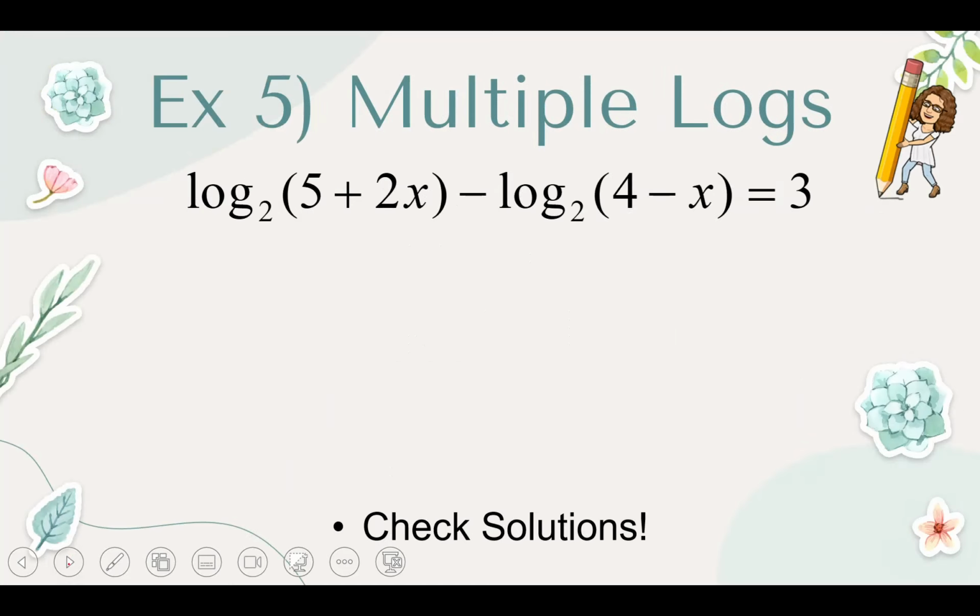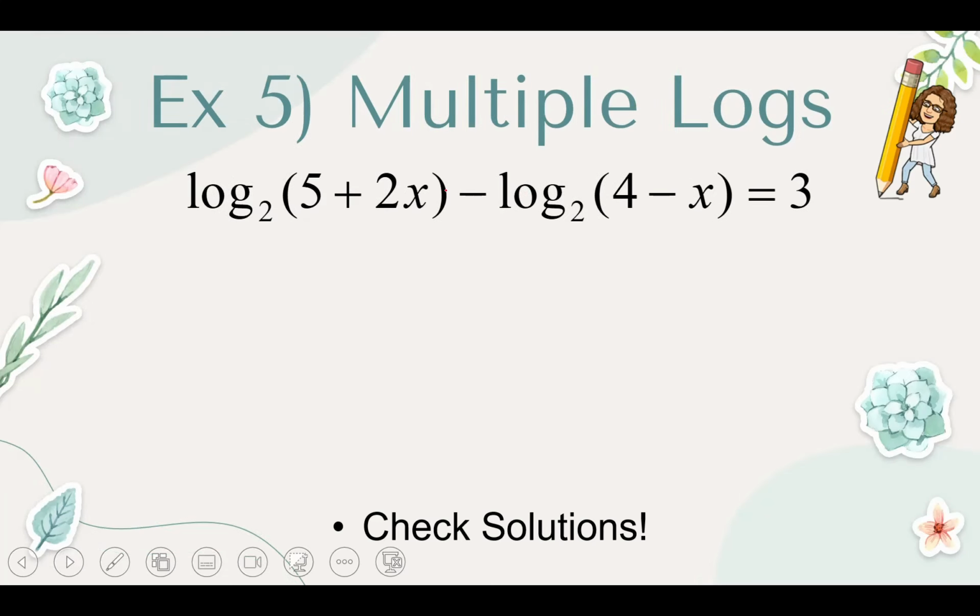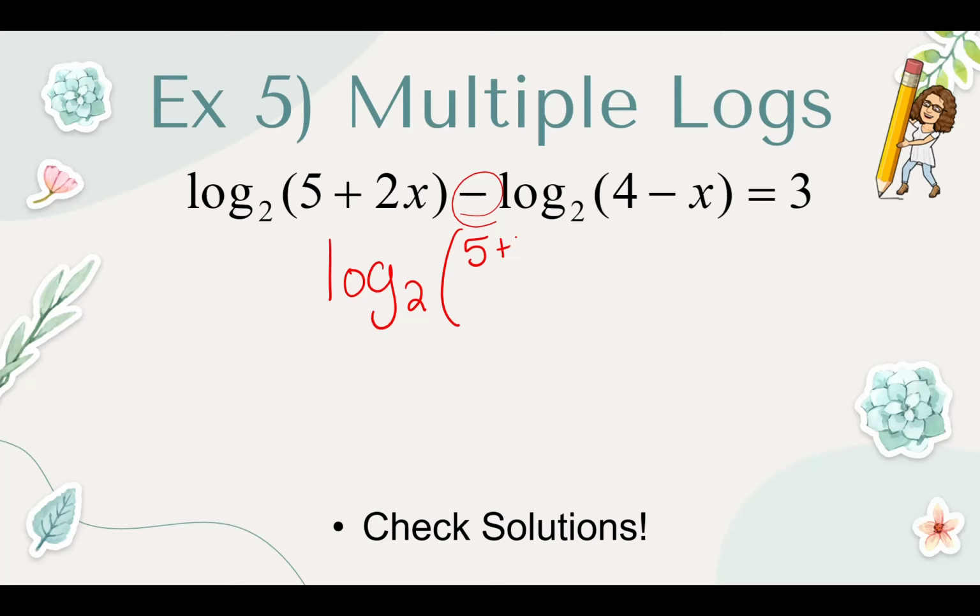So I have logs, 2 of them, on the same side with a subtraction in the middle, right? Subtraction, if you remember your log property, means that we need to change to division, right? So I'm going to condense my problem into a single log with 5 plus 2x up top and 4 minus x on bottom. So all I did is I made that subtraction into its division.